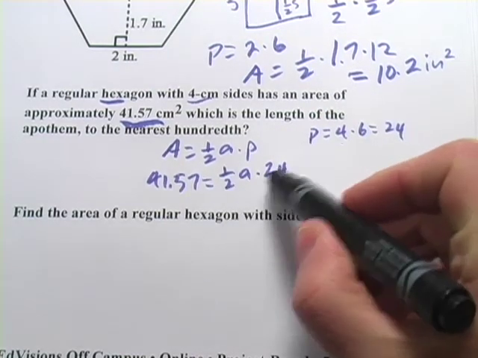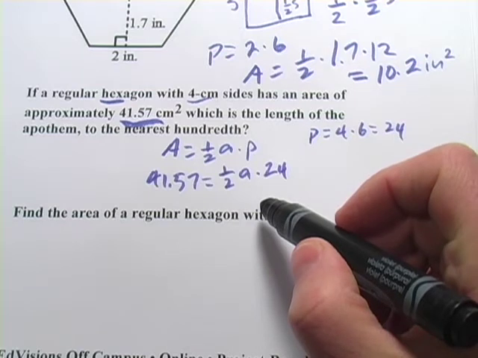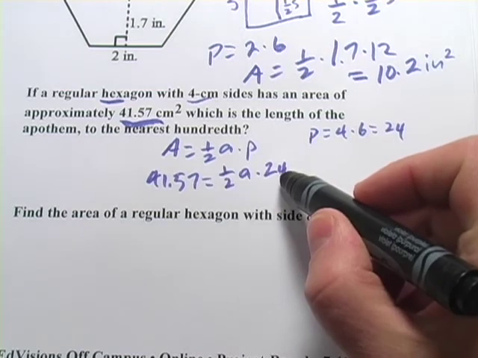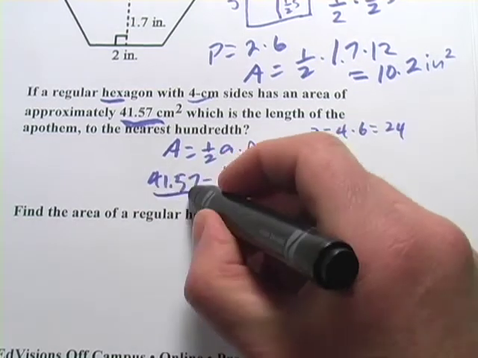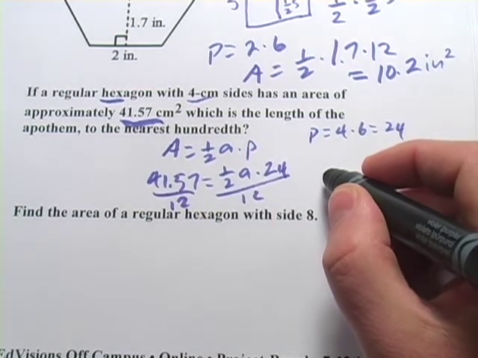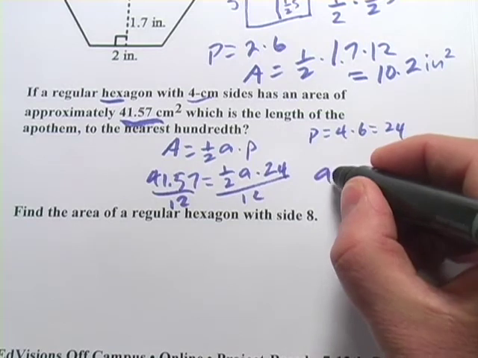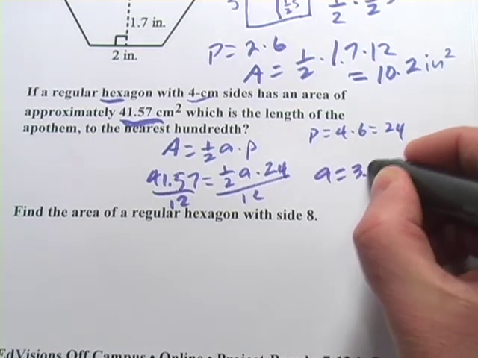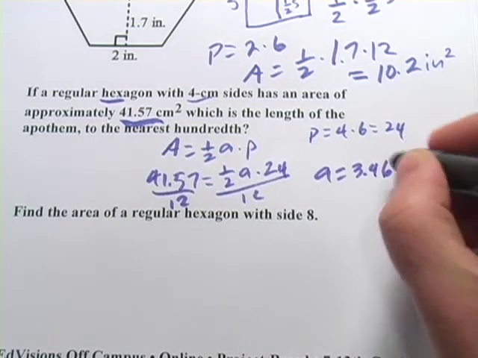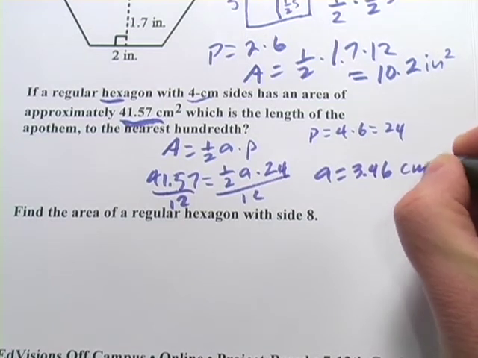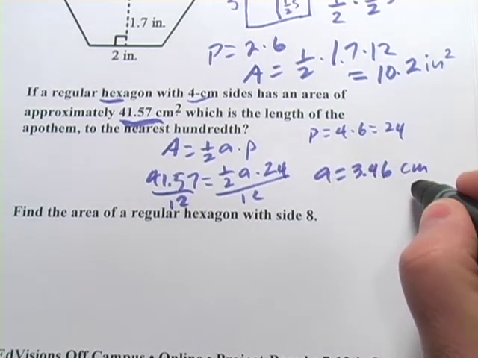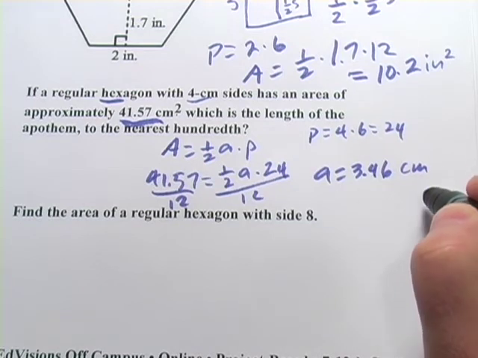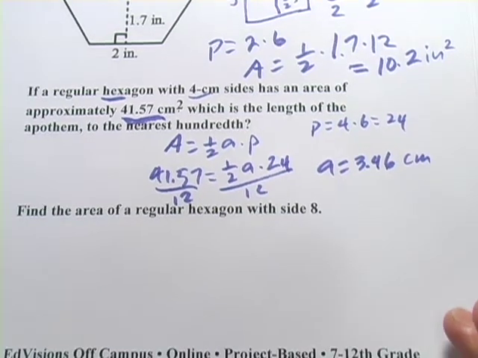41.57 equals 1/2 of the apothem times 24. And let's see, a quick little bit of arithmetic in my head. 1/2 times 24 is 12, and then I could divide both sides by 12. And what you should get here is 3.46 centimeters. We started in square centimeters for the area. The apothem is just a line, so it's going to be plain old centimeters. All right, let's look at one more.